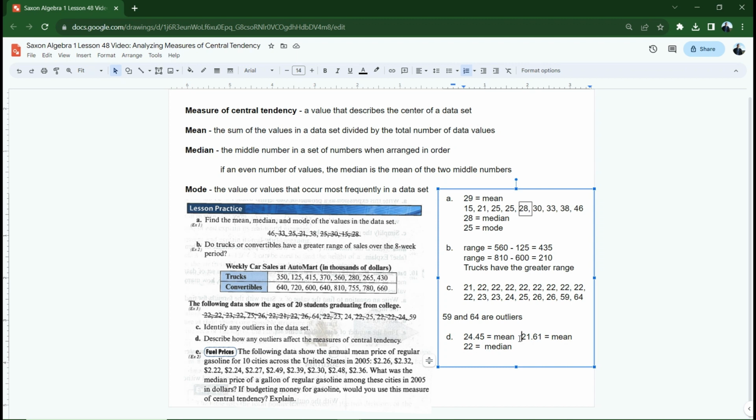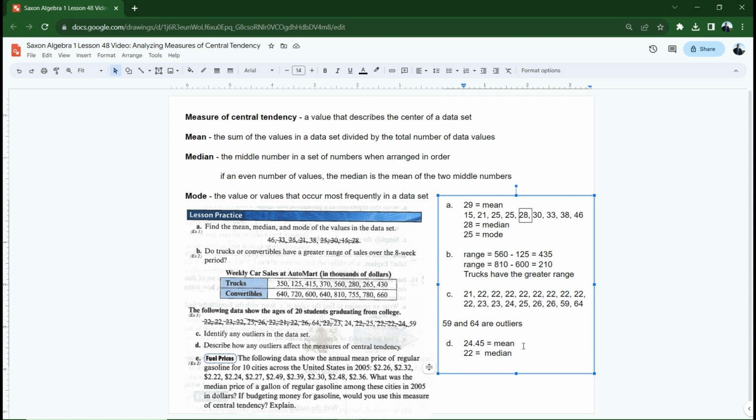Just for the record, the mean without the outliers, if I remove the outliers, is 21.61. So those 2 outliers are pulling my mean up by about 3 years, which is pretty significant. So the median is sometimes really good to use as a measure of center if you have outliers.